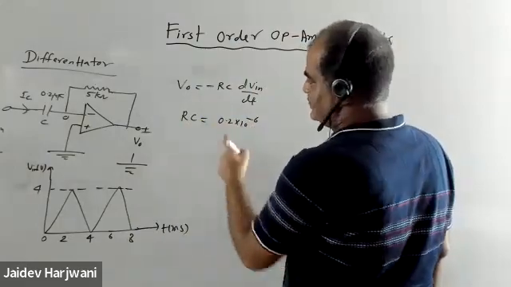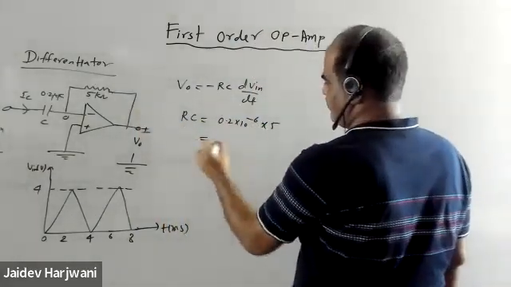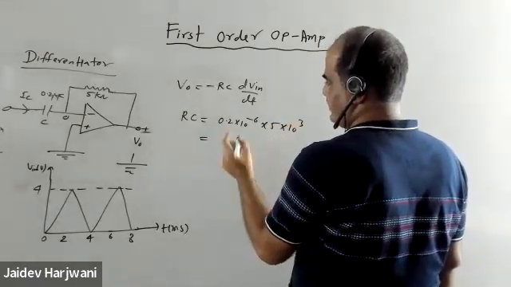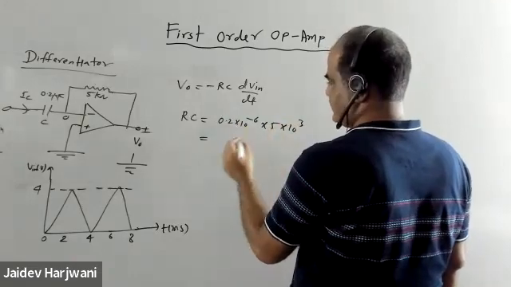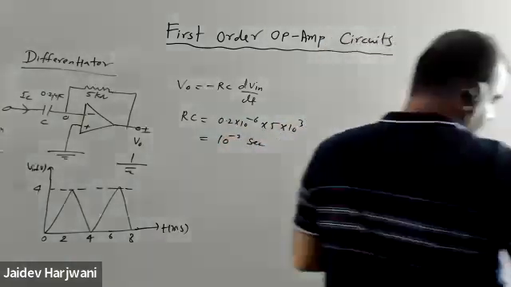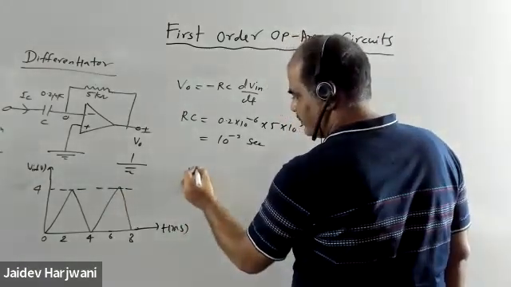Okay, C is 0.2 and R is 5 kilo ohm. So if you multiply 5 kilo ohm, this becomes 1, 10 to the power minus 3 seconds. Okay, now get the equation of V input.